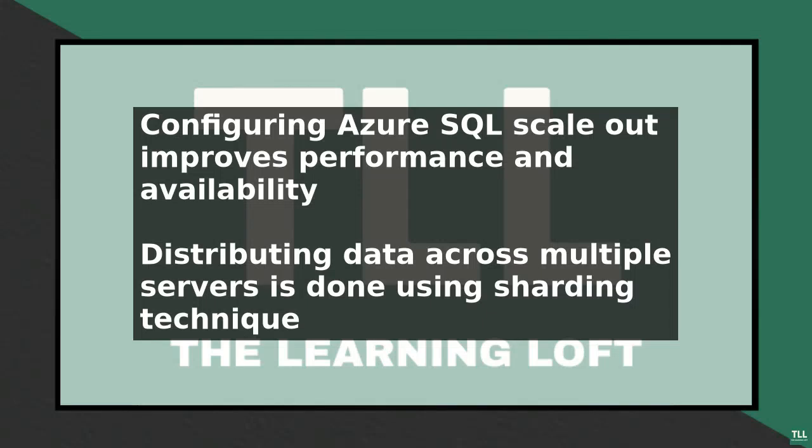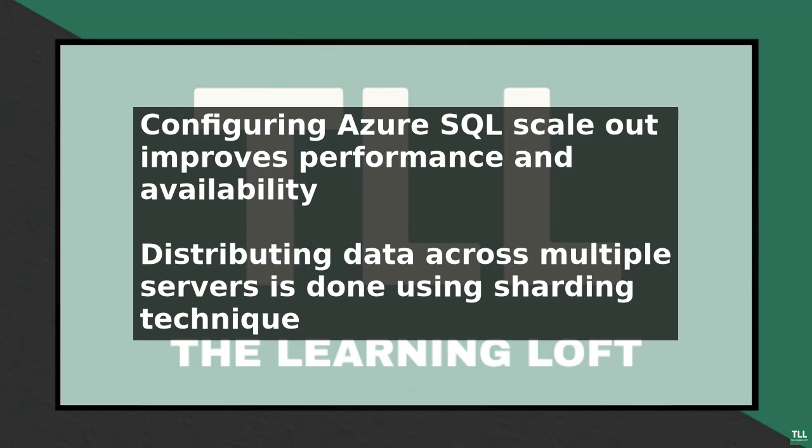Configuring Azure SQL Scale-Out is a process that enables you to distribute your database across multiple servers to improve performance and availability. To start, you need to understand the concept of sharding, which is a technique used to distribute data across multiple databases. First, you need to determine the shard key, which is the column in your database that will be used to determine how data is distributed across the shards.